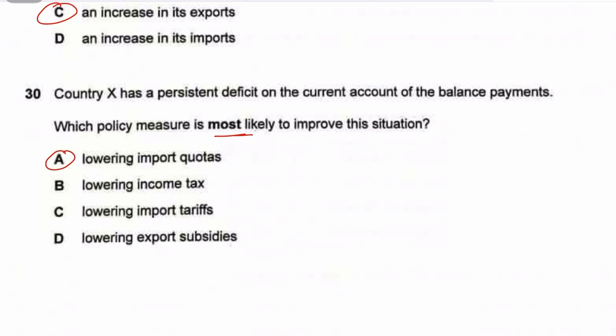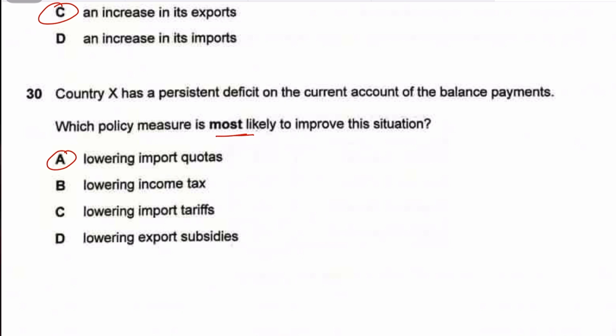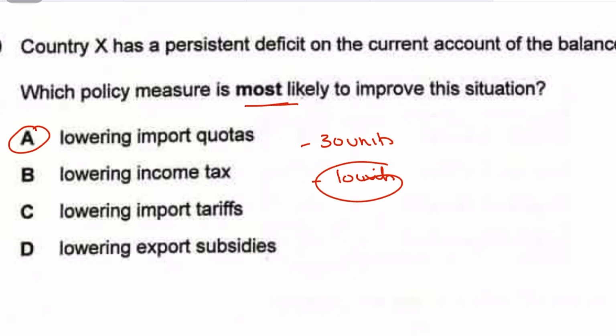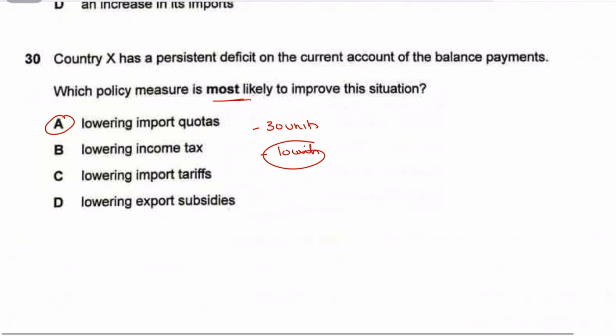Lowering import quotas is the answer, because when you're lowering import quotas, you're reducing the limit. Import quotas work in this way, that it's a limit, right? So for example, if your quota is set at 30 units, that's the maximum that you can import and not more than 30. So lowering the quota means that you're lowering the maximum limit that you've allowed. So you're now only allowing 10 units to be imported. That's going to improve the situation of your imports. It's basically going to reduce your current account deficit in that sense, right? Because now you're only allowing 10 units to be imported. So for 30, A is the correct answer.